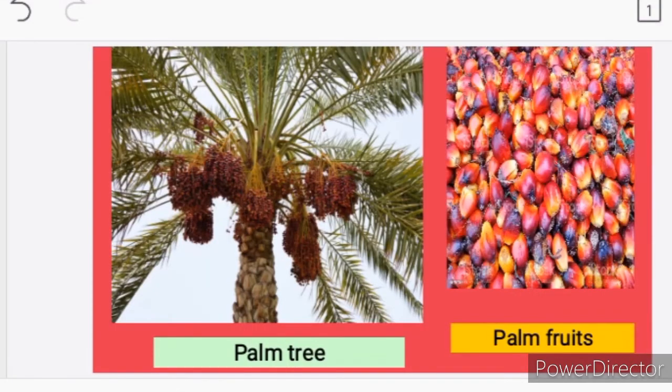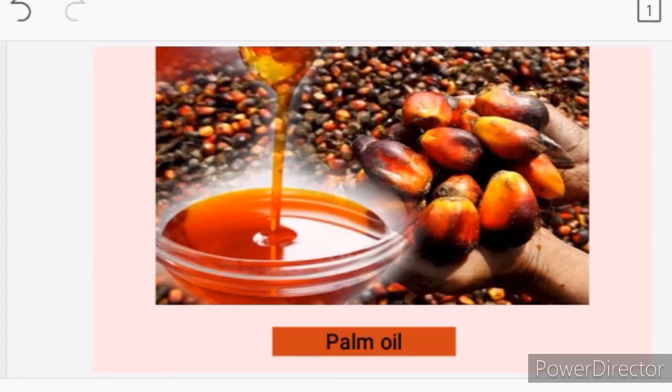Let's look at this other crop. This is the palm tree. This tree needs a lot of rainfall to grow. And because there's a lot of rainfall in the south, the people in the south are able to grow the palm tree. And from the palm tree, we get the palm fruits, with which we make palm oil. So, most of the dishes prepared by people in the south are made using the palm oil.